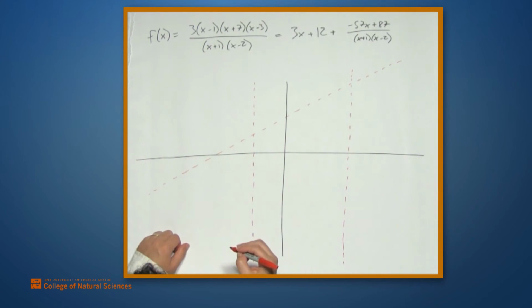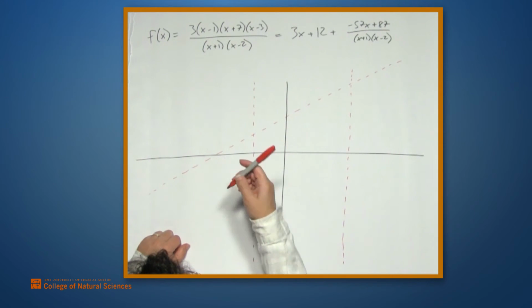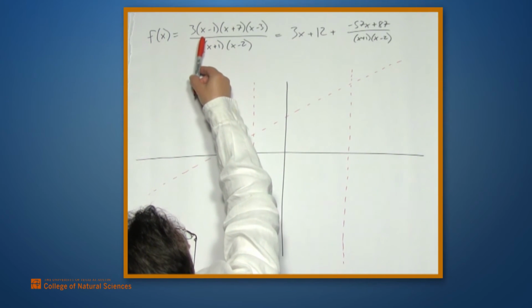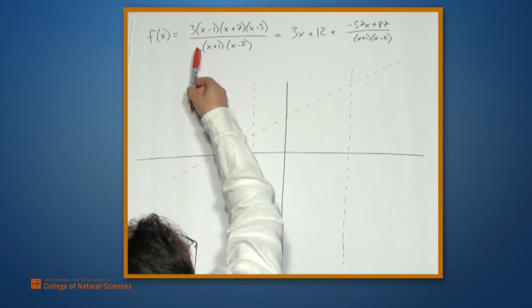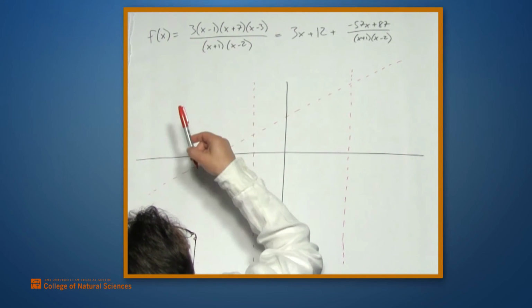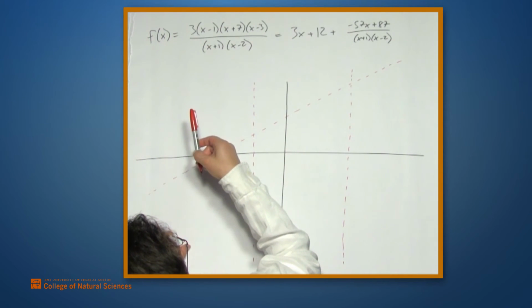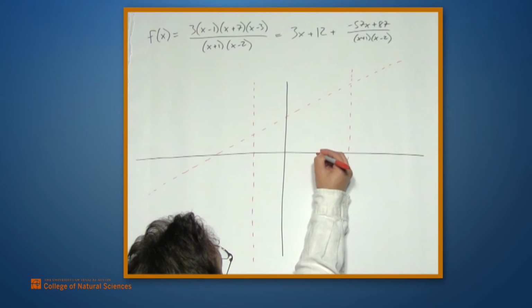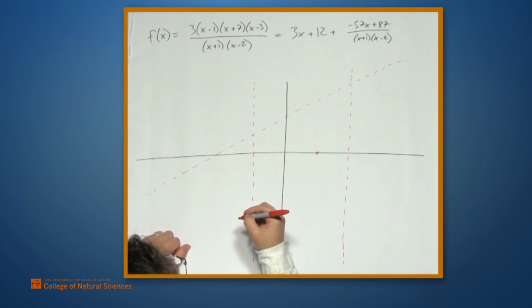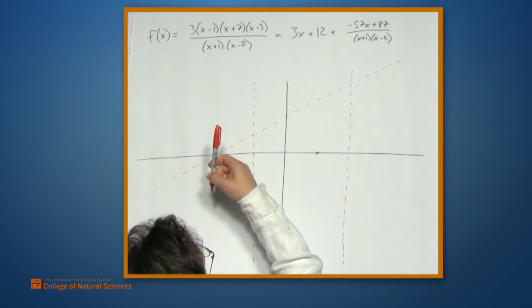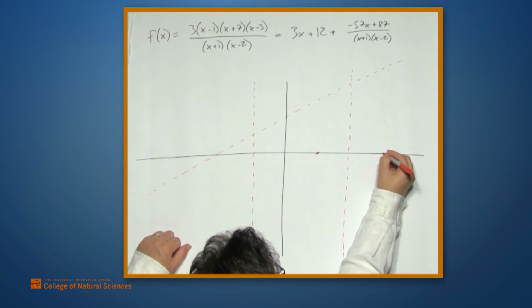So let's start sketching our graph. We can find where the graph intersects the x-axis by figuring out where this numerator is 0. So it's going to be 0 at positive 1, so right here. It's going to be 0 at negative 7 and positive 3. Let's put in the positive 3 first.